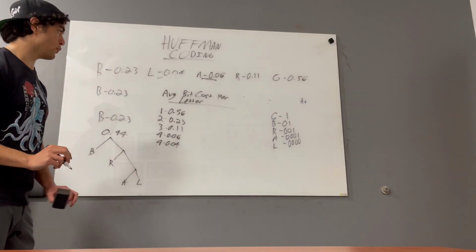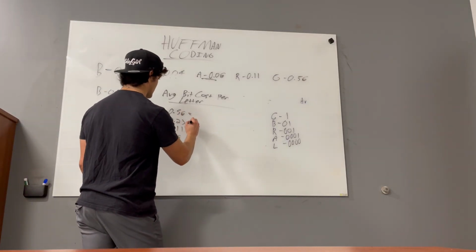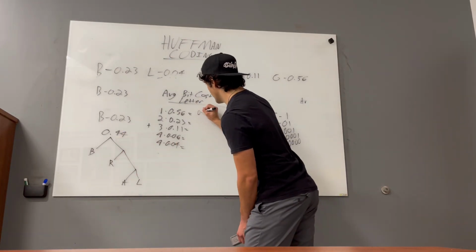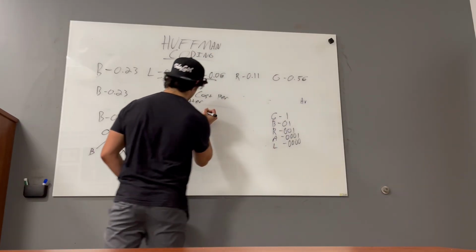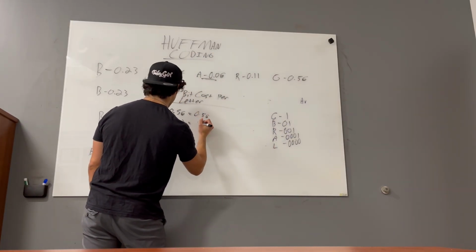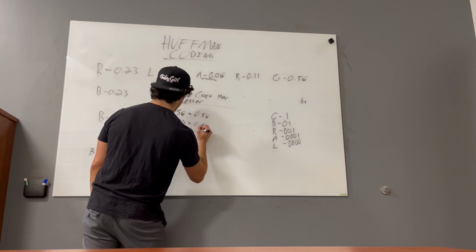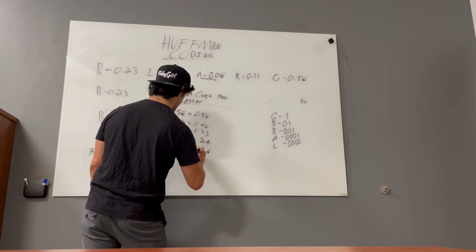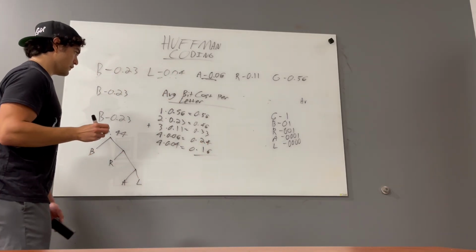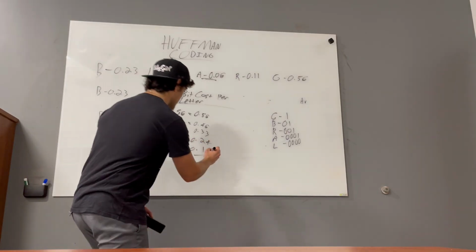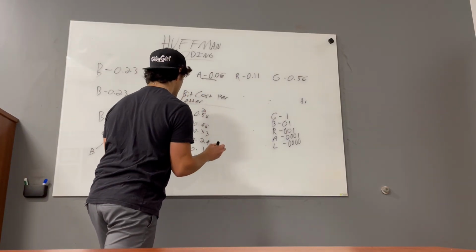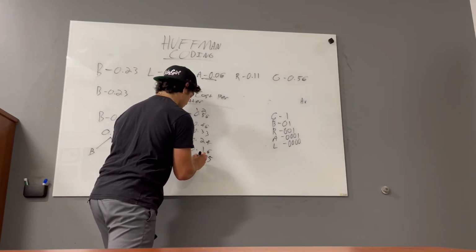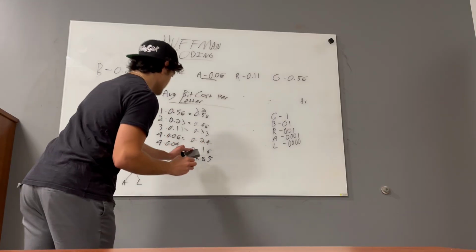Okay? So now we're going to sum all of these up. So, I guess we're going to add these. Okay. So this is going to be 0.56 plus 0.46 plus 0.33 plus 0.24 plus 0.16. Okay, we add all these up. I think this should be right. So this is a 1.